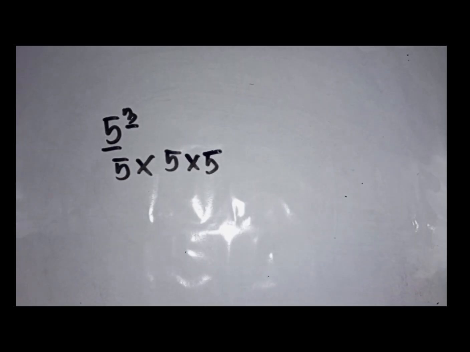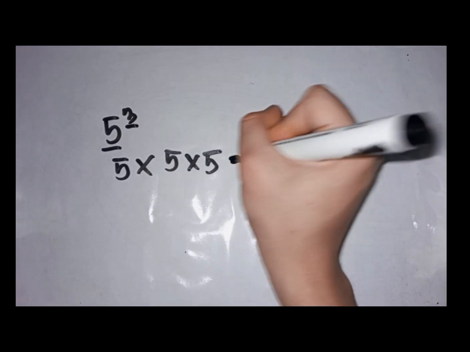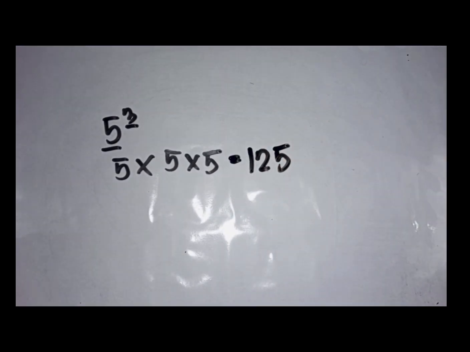Okay. The laws of exponents are a set of rules that act as shortcuts for working with these expressions. They help us simplify problems without having to write out every single multiplication. So 5 raised to 3, 5 times 5 times 5, is equal to 125. Okay, very good. Now we go to the laws of exponents.